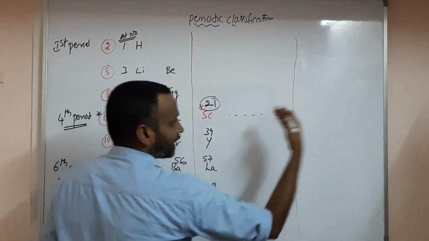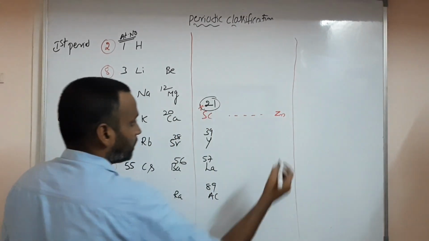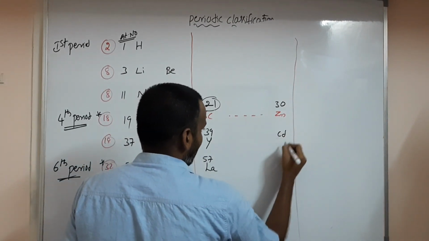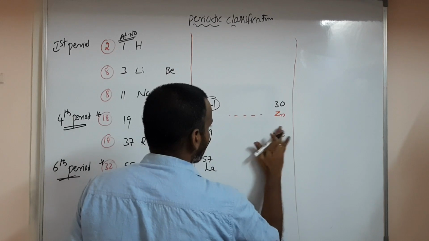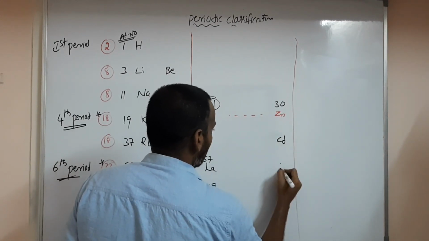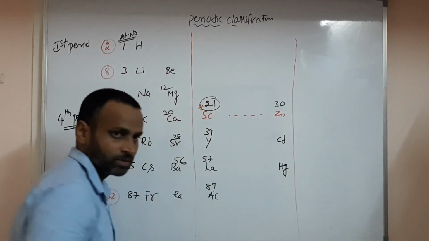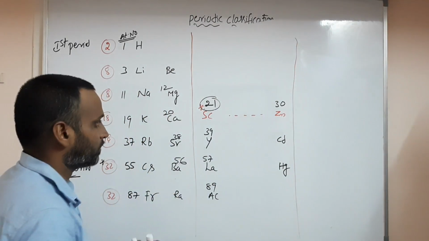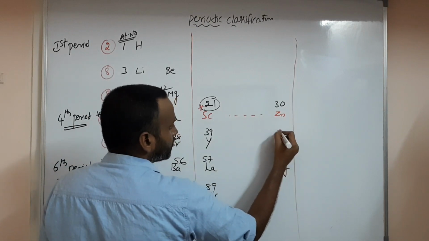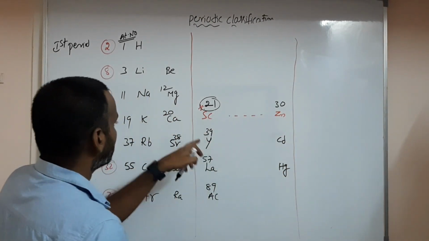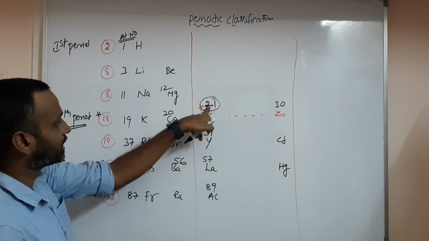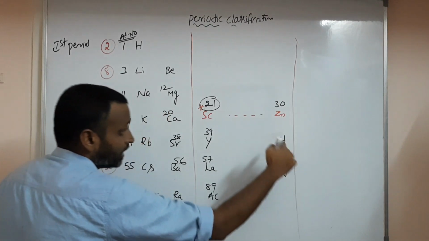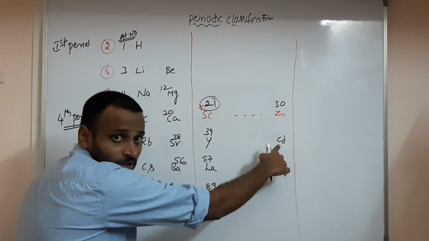But on the right side, suppose zinc is 30. Below zinc, actually, you have cadmium, and then here you have mercury, like this. Suppose I want cadmium, what to do? Here is 30. Previously, if I wanted yttrium's atomic number, I added the above period elements. Now, not like that. On that side, I want cadmium's atomic number.